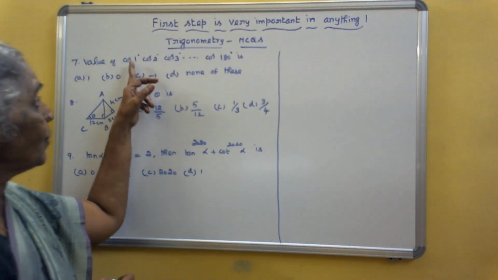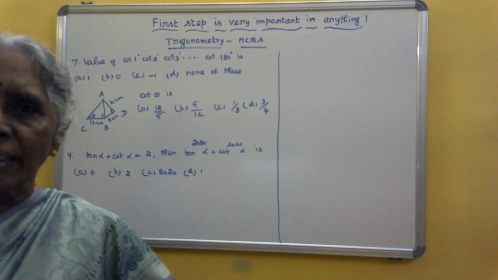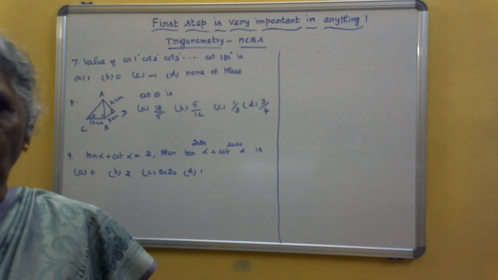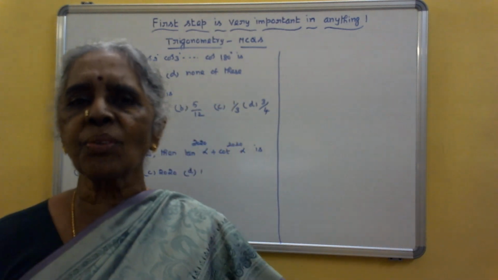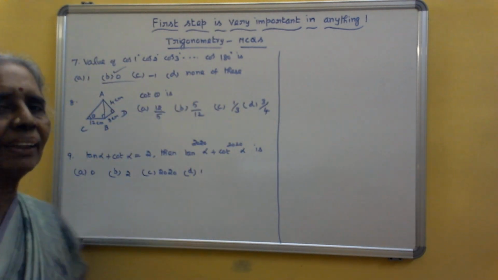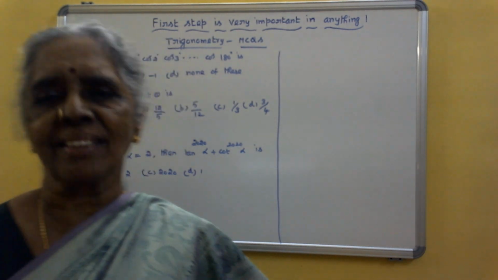Now, when you see 1, 2, 3, etc., you will get cos 90 degrees, isn't it? What is cos 90 degrees? It is 0. 0 into anything is going to be 0. So straight away, no working. The option B, that is 0, is the correct answer.